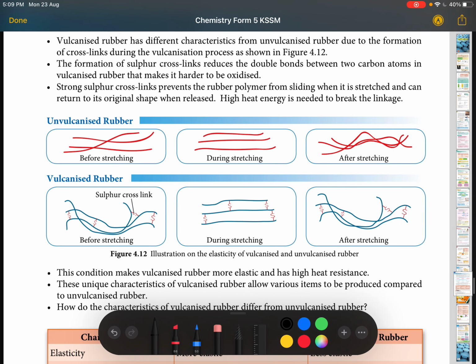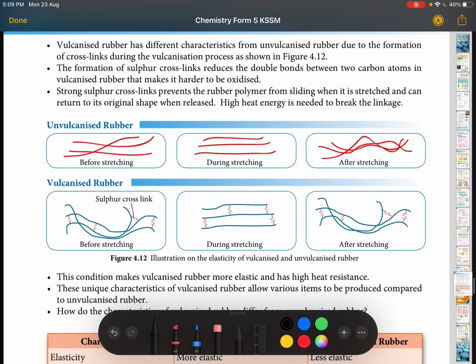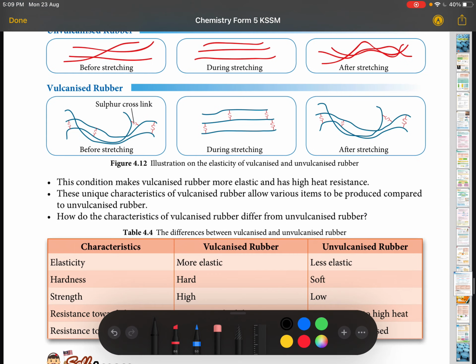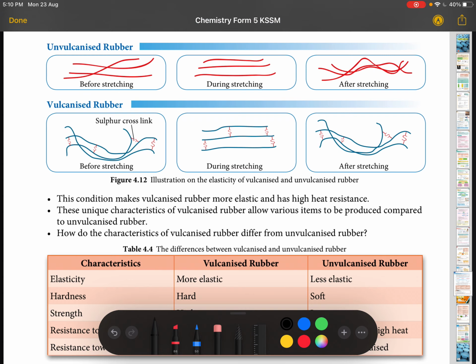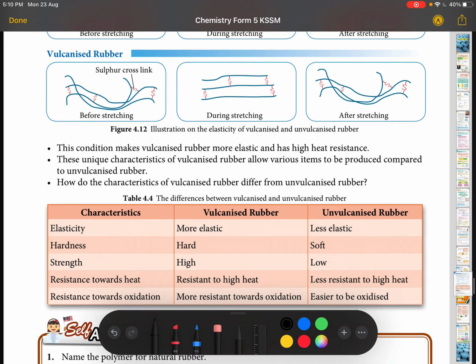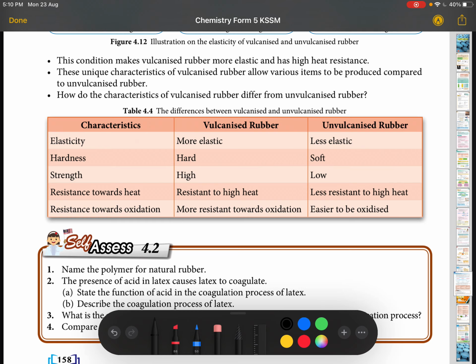I mentioned earlier that when you stretch unvulcanized rubber, or just normal rubber, it will not actually go back to its original shape. It will deform. In the lab, when you stretch it a bit and let go of it, it will extend a little further. Let's say the original length is 1 cm, and then you extend it. When you let it go and put it back to its original shape, it will actually be 1.1 or 1.2 cm because it is not that high quality. It is not vulcanized yet. But when it's vulcanized, when it's 1 cm at the start, you stretch it and put it back to its original shape, it'll go back to 1 cm. Other than that, vulcanized rubber is harder and stronger.